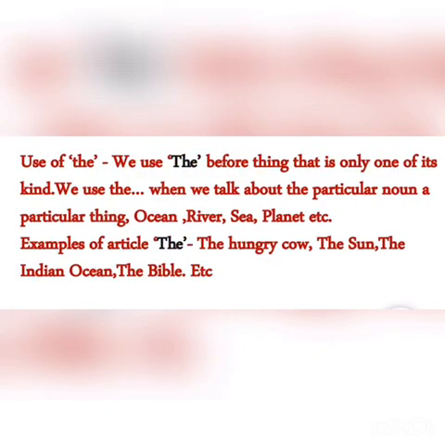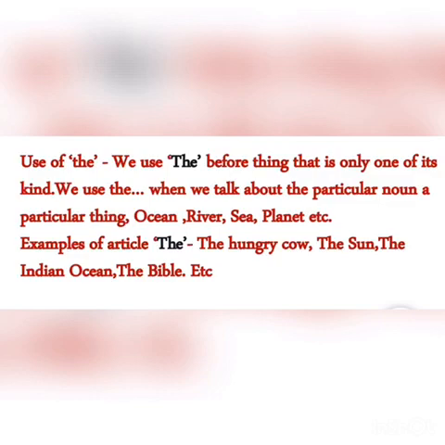Now we start uses of the. We use the before a thing that is only one of its kind. We use the when we talk about a particular noun, a particular thing or a particular place. Examples: ocean, river, sea, planet, etc. Examples of the article the are the hungry cow, the sun, the Indian Ocean, the Bible, etc.